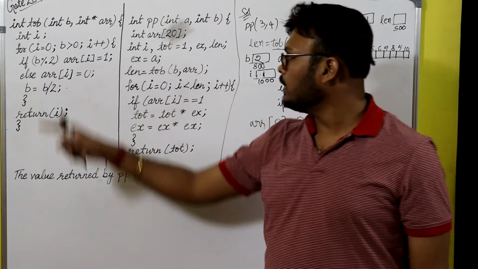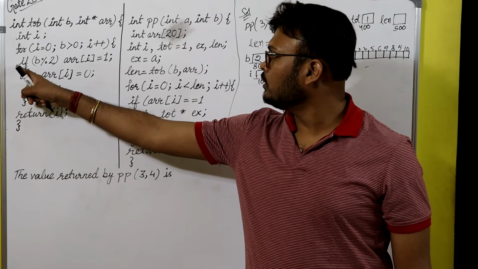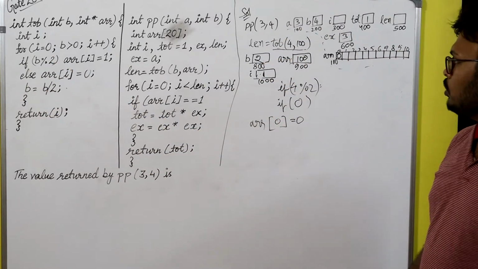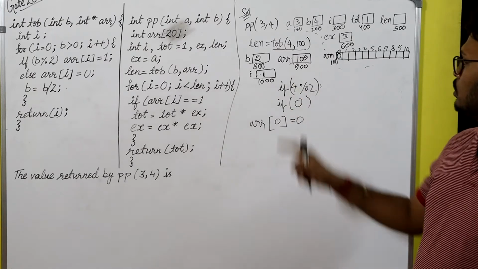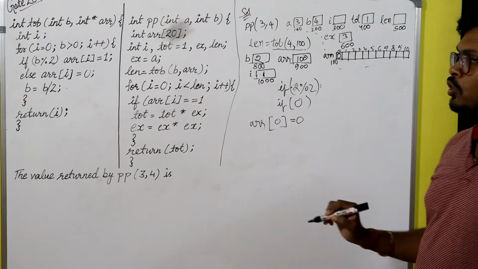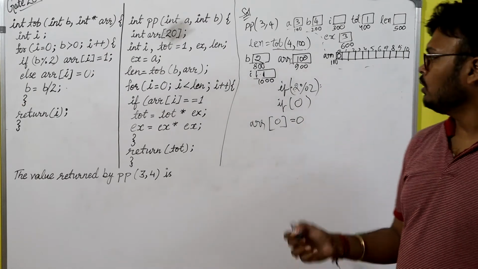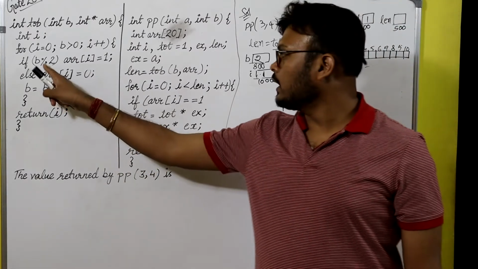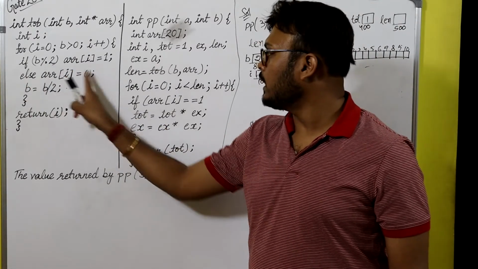So now since the condition is true, let's execute this if condition. If B mod 2. The value of B is 2. So if 2 mod 2. 2 mod 2 means what is the remainder? 0. So if 0 means the condition is false. Since the condition is false, we will execute this else part.